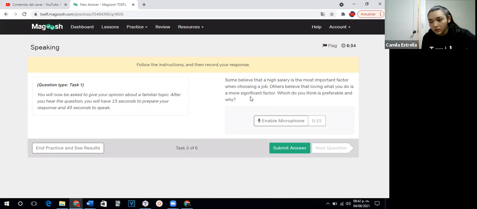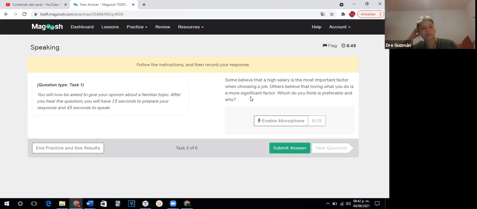On the other hand, I think that the money isn't the most important thing. And in my personal experience, go ahead and finish your idea. ¿Qué querías decir?